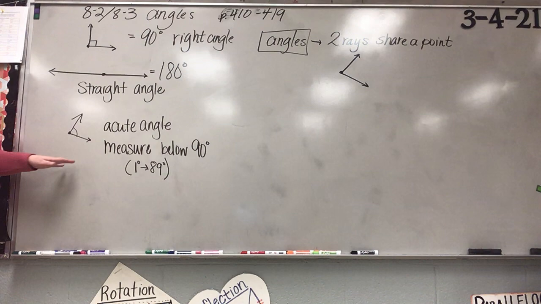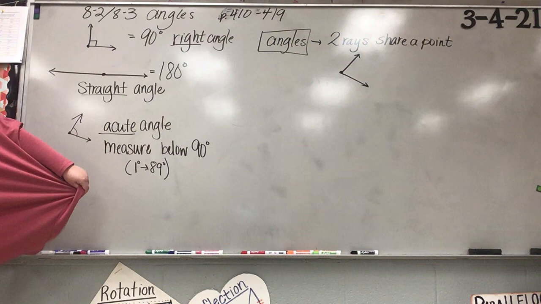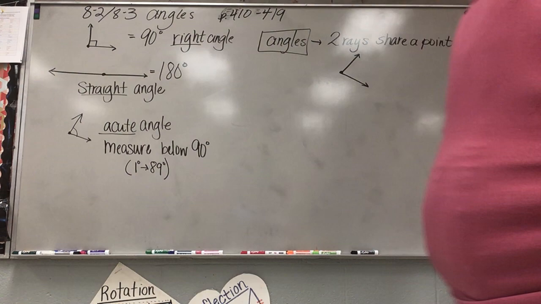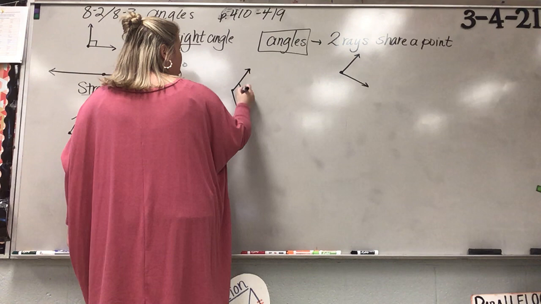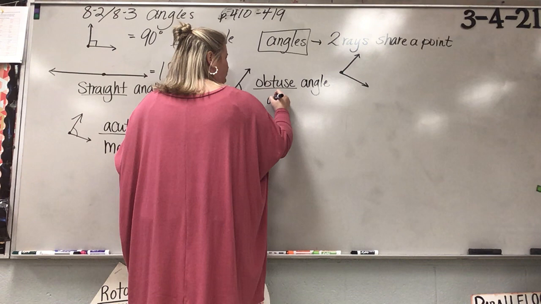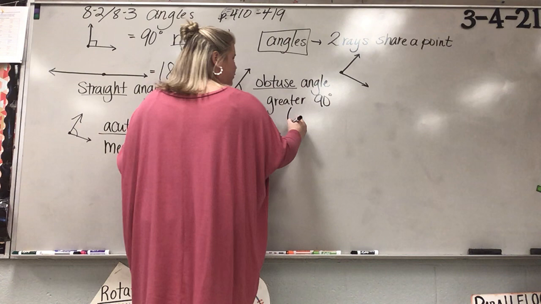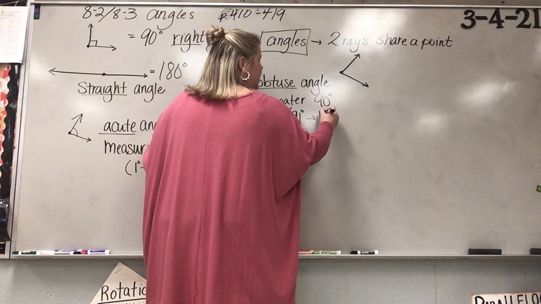Okay, so if you have the cute ones, the straight ones, and the right one, then you're going to have the big ones. They are obtuse. Obtuse just sounds like a big word, doesn't it? Obtuse equals obese. It is greater than 90 degrees. So therefore, it's 91 degrees to 179. It can't be 180 because 180 is a straight angle.